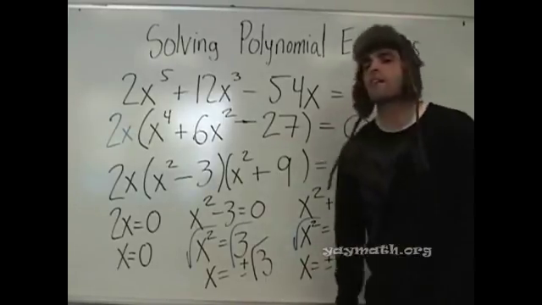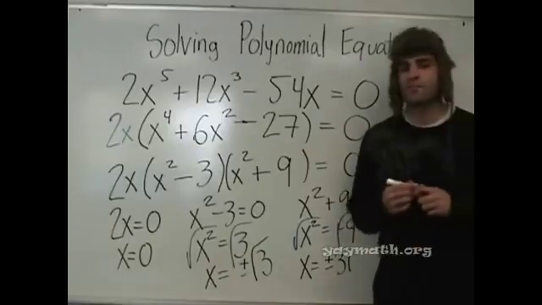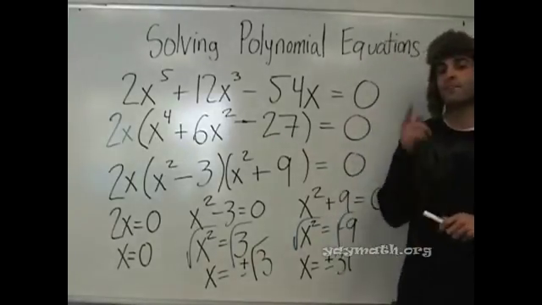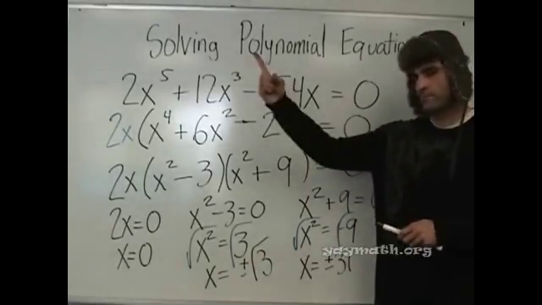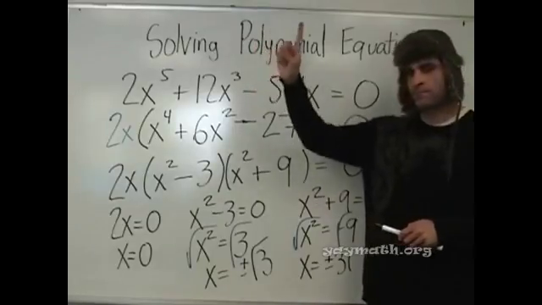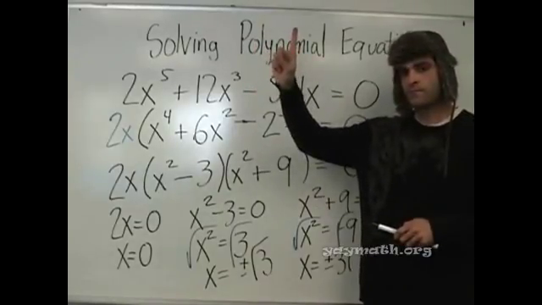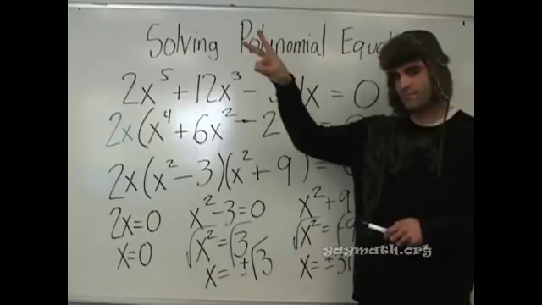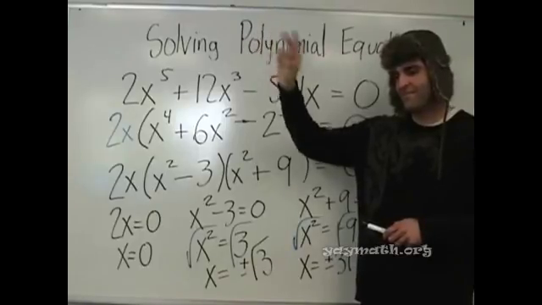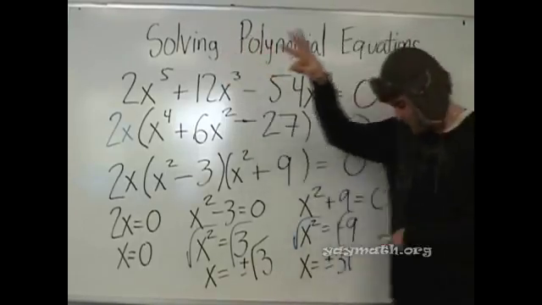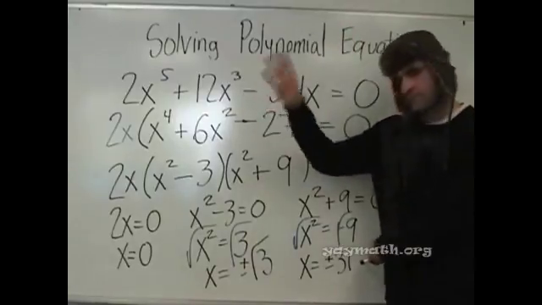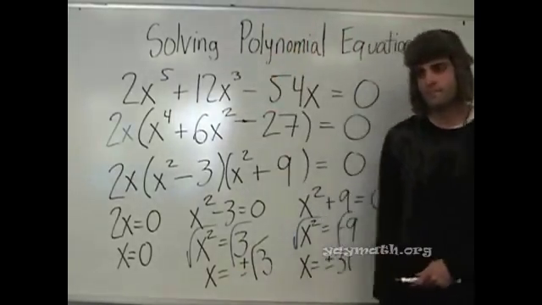Okay, last person volunteer to list all 5 solutions. Go ahead, please. Okay, so x equals 0, x equals square root of 3, x equals negative square root of 3, x equals 3i, and x equals negative 3i. Good job.